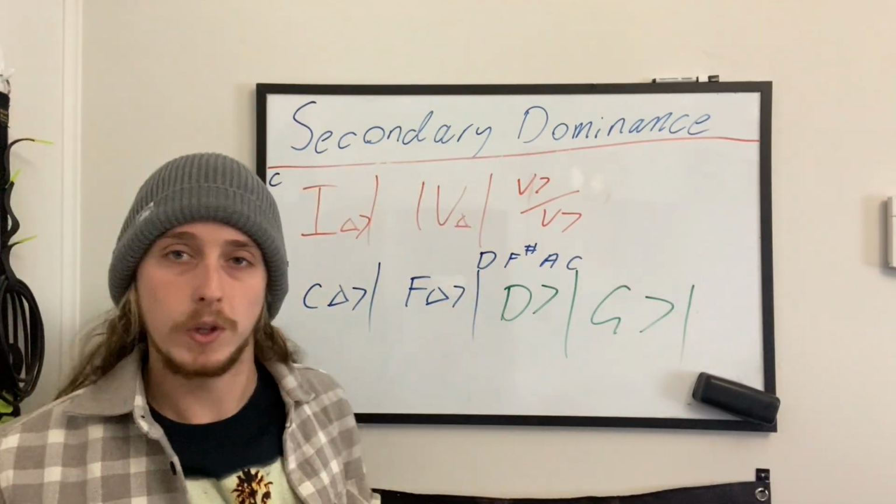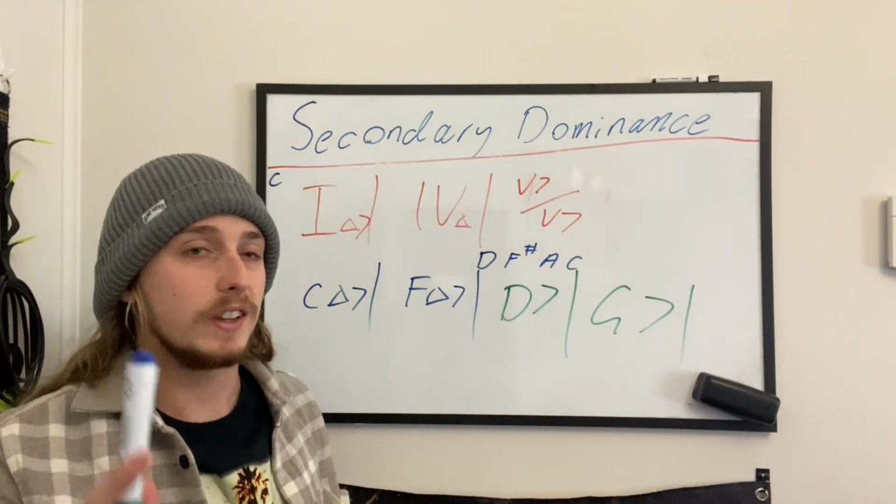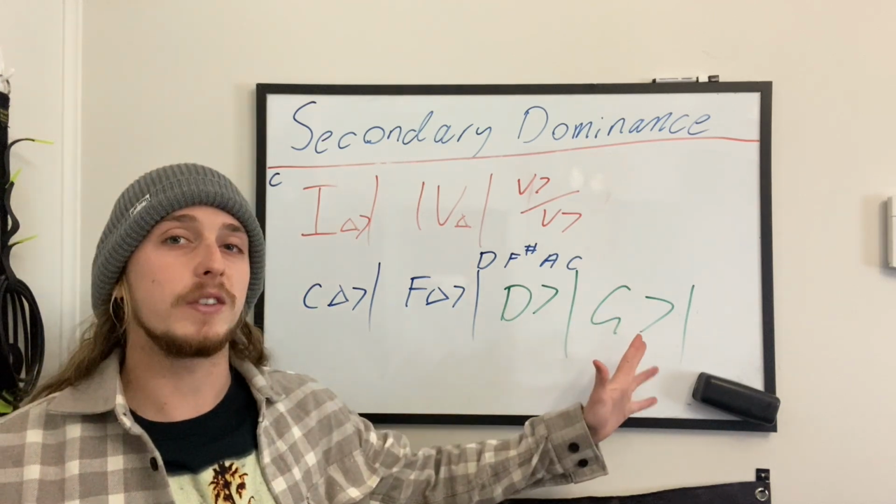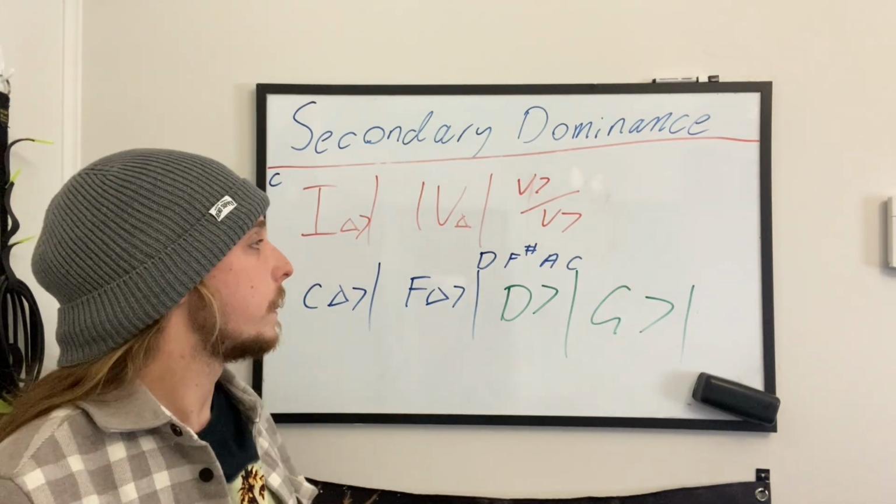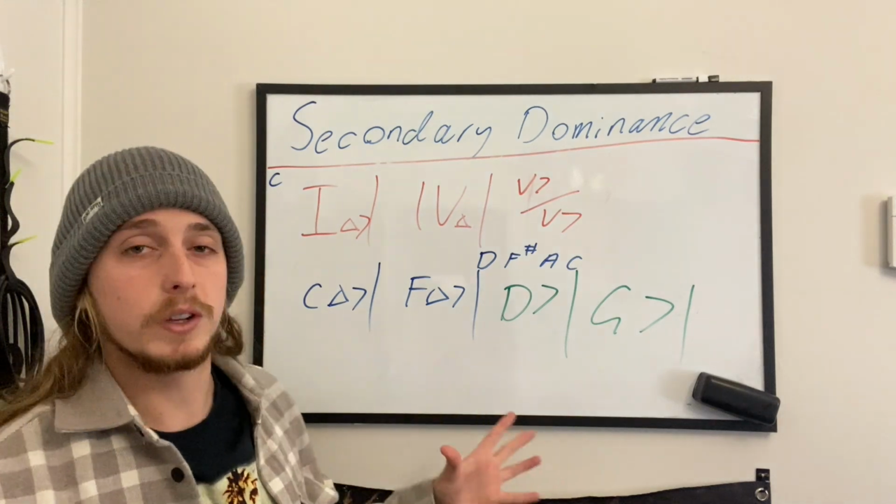F sharp, not in the key, right? But what is it in the key of? It's actually in the key of G, not G7, but in the key of G major. So secondary dominance is a really good modulation tool.